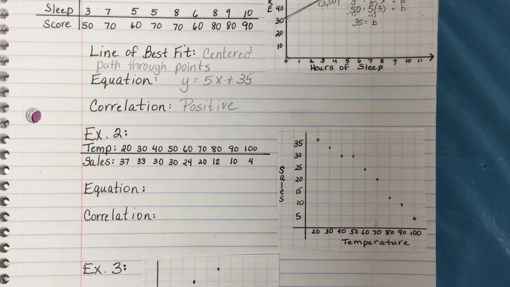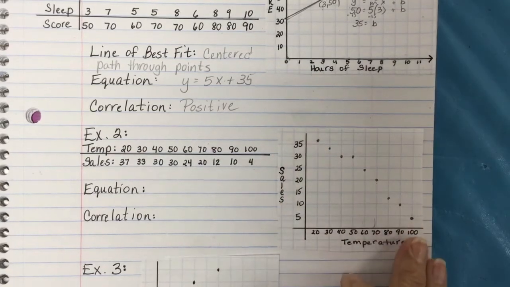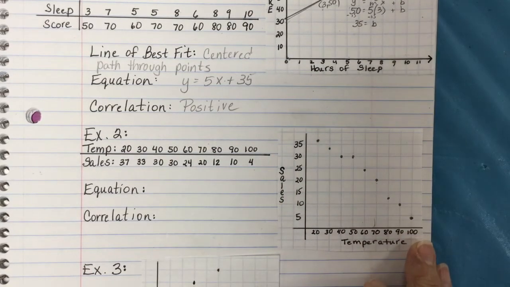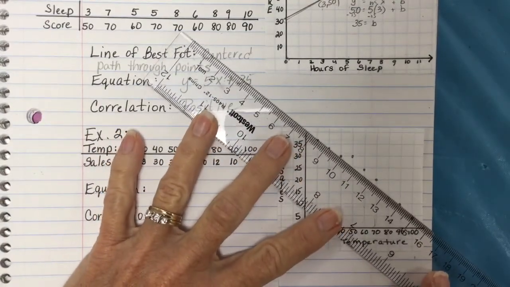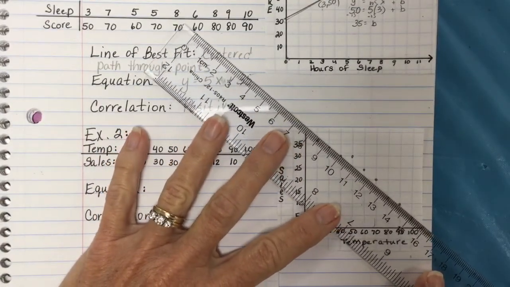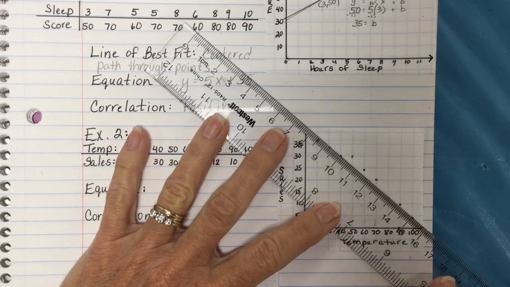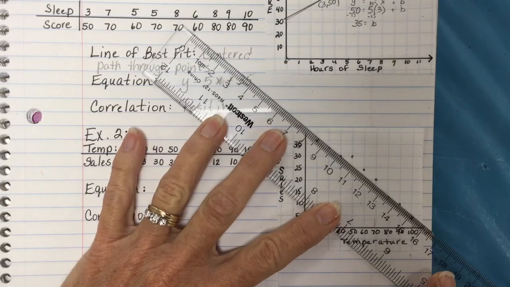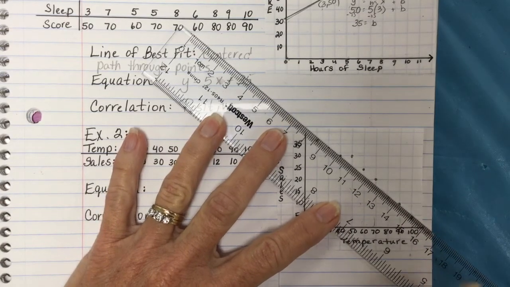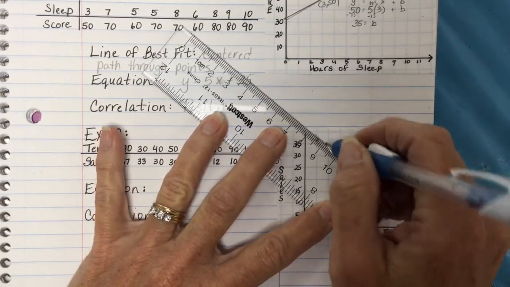So you can see this is definitely clustered in a path that seems to be a line. So let's find a good place to put our line of best fit. And so I try to play with it. It's good to have a clear ruler because then you can kind of see how many dots are above and below. I'm going to go with this one.